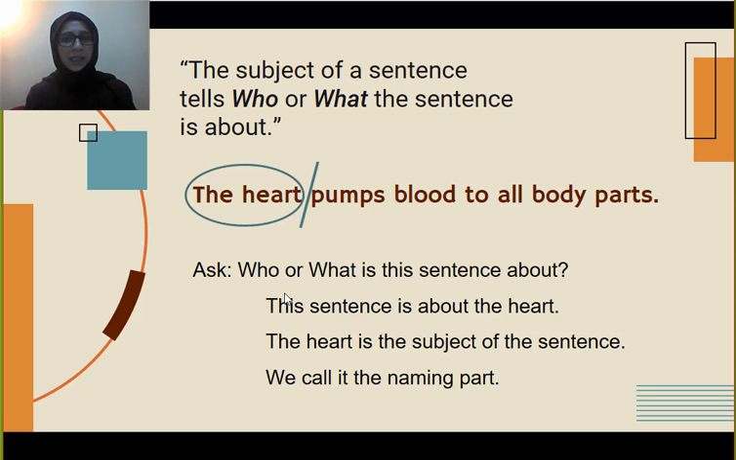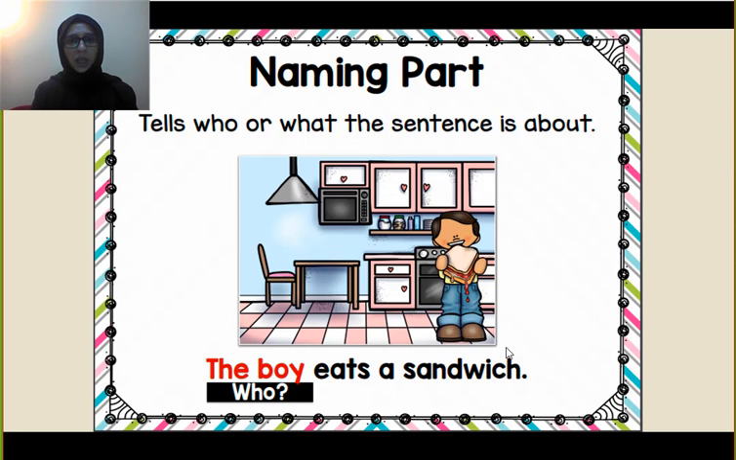Who or what is this sentence about? This sentence is about the heart. And so the heart is the subject of the sentence. Now this subject, we call it the naming part. This is called the naming part of the sentence. So what is the naming part? The naming part tells who or what the sentence is about.